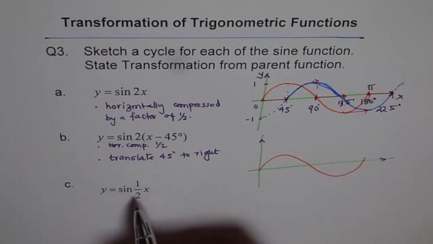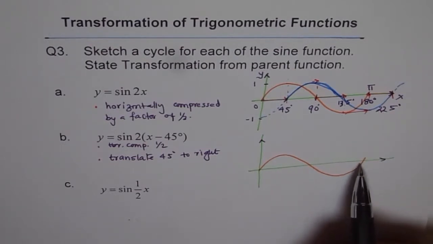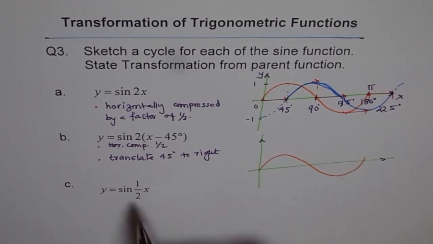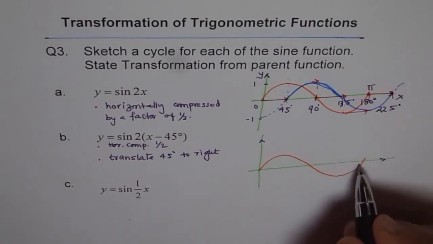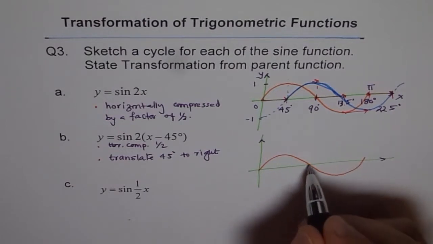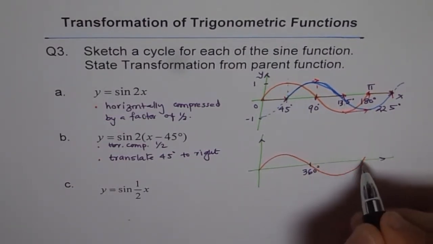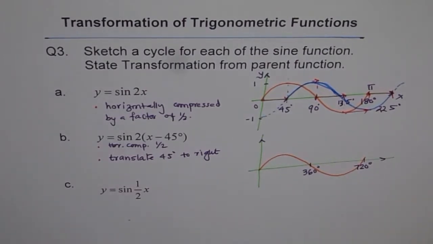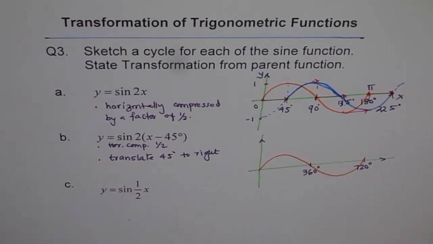So half over here says in a span of 2 pi, you will have half the wave. That is what it means. Half the wave in the span of 2 pi or 360 degrees. That means the time period has really stretched. So this is half the wave, which is 360 degrees, and the full wave will be 720 degrees. That is what it means. I really wanted to highlight this to you, right?